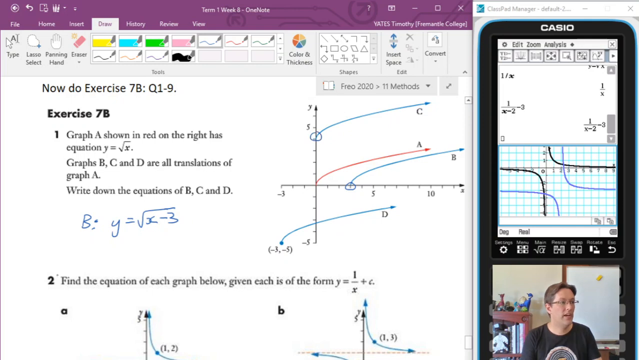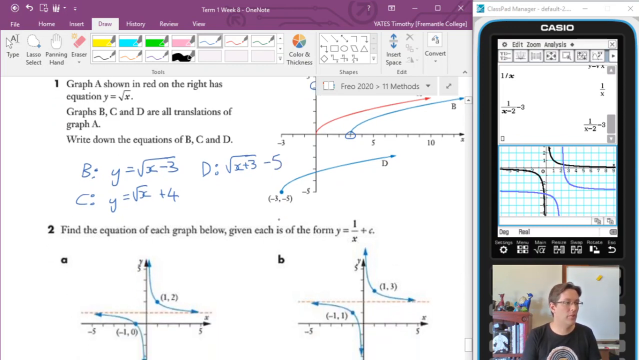C is being shifted up by 4. So C is going to be y equals the square root of x plus 4 outside of our square root. And D, it's had a bit of both of them done. It's been shifted to the left by 3, so that's going to be the square root of x plus 3 now. It's been shifted down 5, so that's going to be subtract 5 in there. And that's a few examples of what we can do.